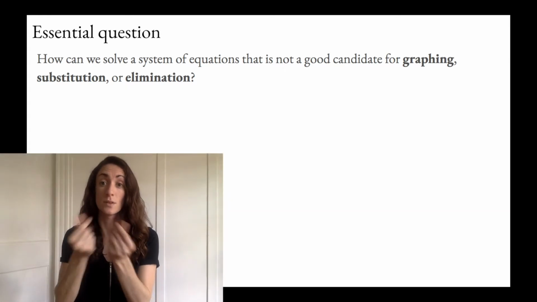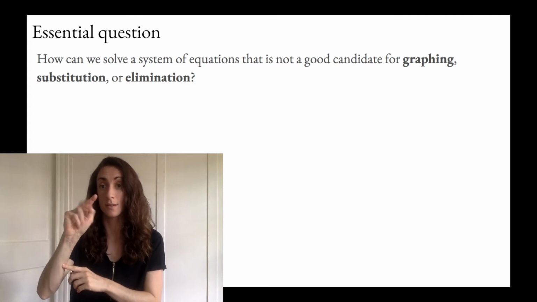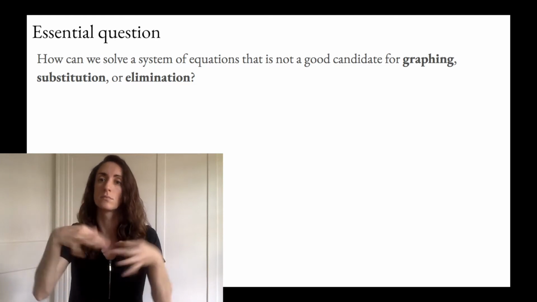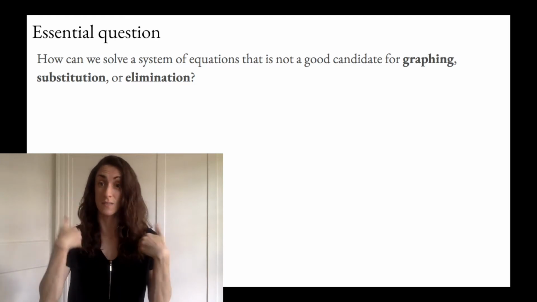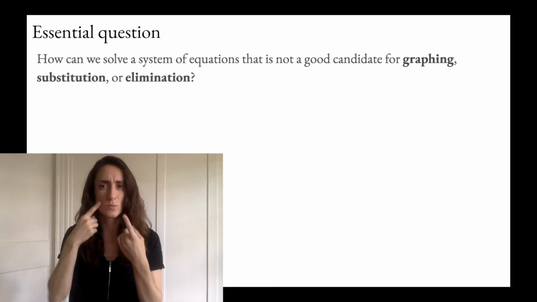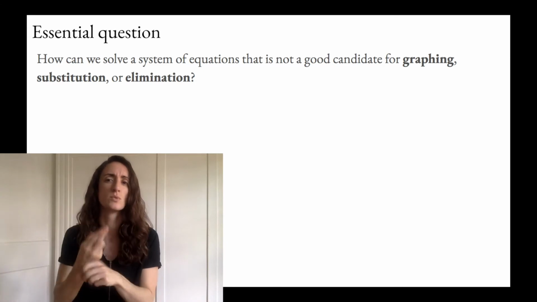In this video, we're going to talk about how to solve an equivalent system of equations. There are a couple different signs for equivalent. For today, there's one important question. If we have a system of equations that's not a good candidate for graphing, the substitution method, or the elimination method, what else can we do? What other methods can we use?